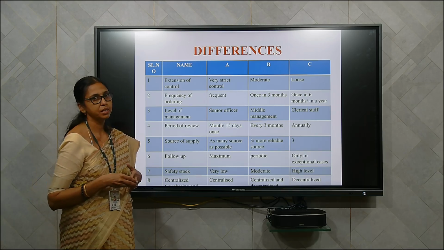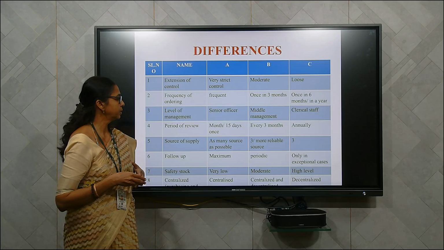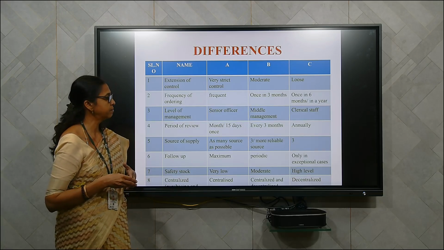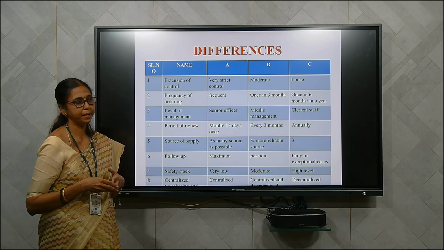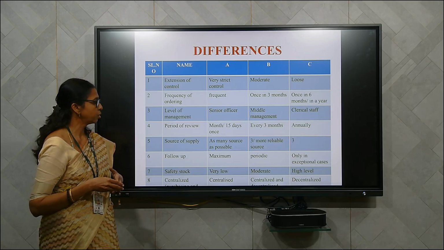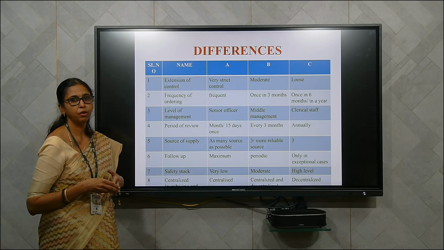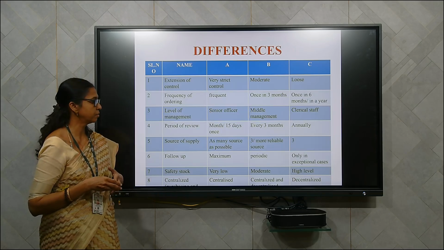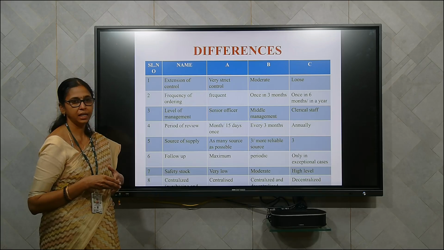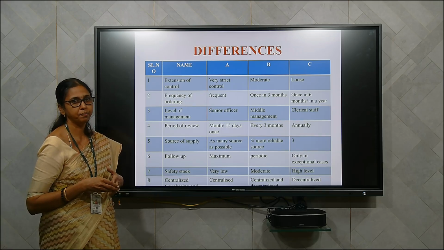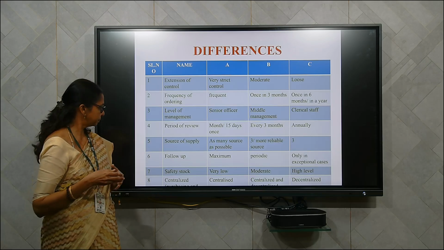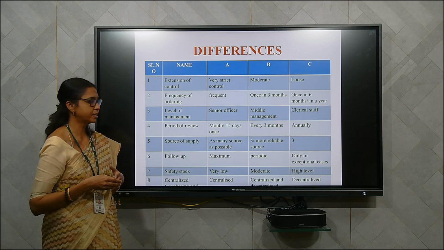Source of supply. A items are very important, so they need to have as many sources as possible. For B items, 3 or more reliable sources can be maintained. Follow-up: maximum follow-up will be given to the A items. Periodical follow-up is enough for B items. For C items, only in exceptional cases do we need follow-up because we can purchase them easily. Many suppliers may be available, so less follow-up is enough for C items.